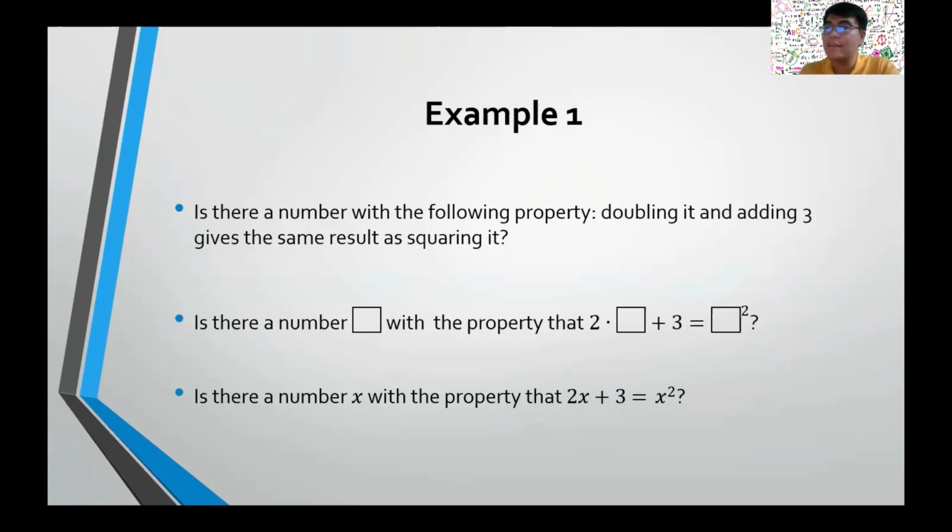So for example, is there a number with the following property? Doubling it and adding 3 gives the same result as squaring it. So let me share with you a whiteboard so we could solve this further. The question is, is there a number? Since we do not know what number it is, let's make it X, such that doubling it, multiply that with 2, and adding 3, gives the same result as squaring. That's how we write this statement into mathematical language.